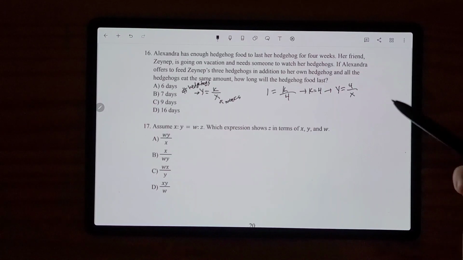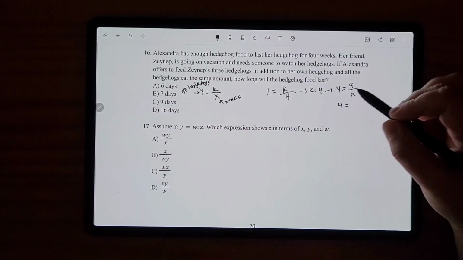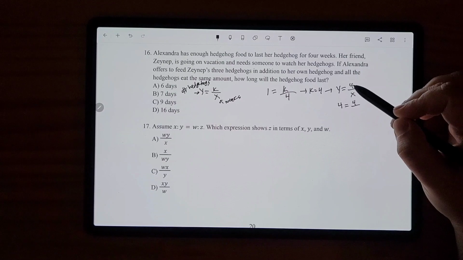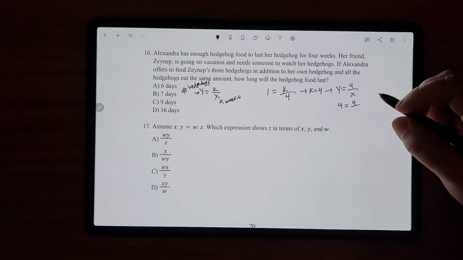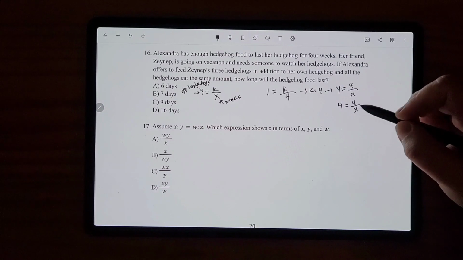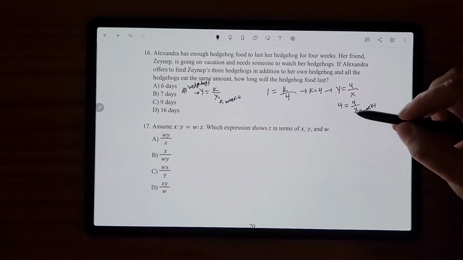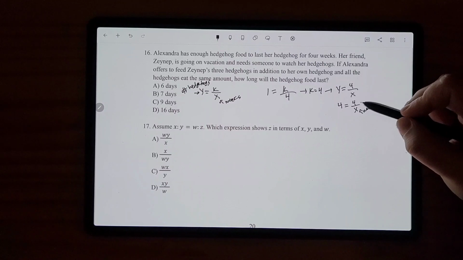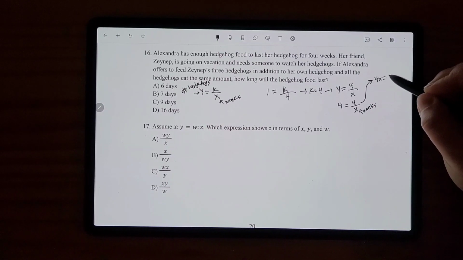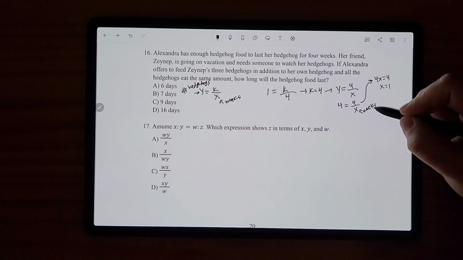So if Alexandra offers to feed Zeynep's 3 hedgehogs in addition to her own, we're talking about 4 hedgehogs. So 4 would be y. And then we have 4 on top right there. And then x, remember, is going to be the weeks of food. So then if we want to know the weeks of food, we're going to have to solve for x. So I'm going to multiply each side by x, and that's going to give me 4x is equal to 4. So x is equal to 1. So remember, that's 1 week.